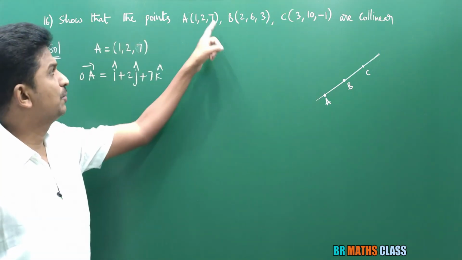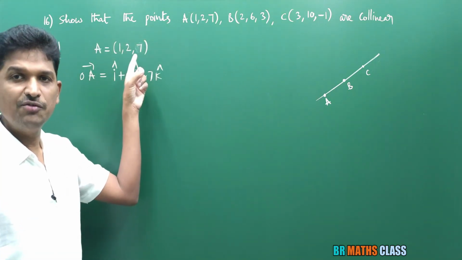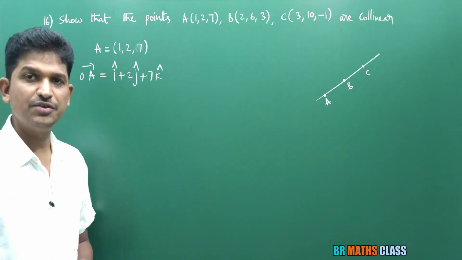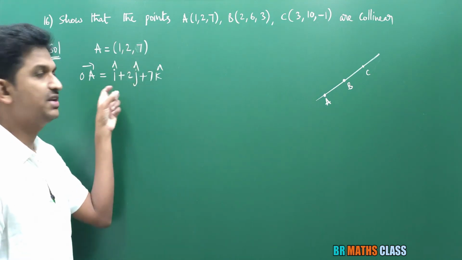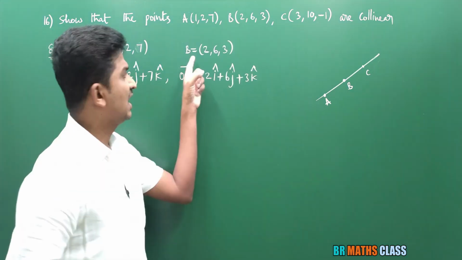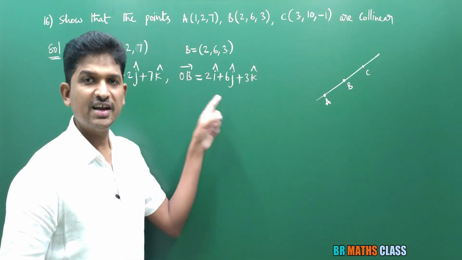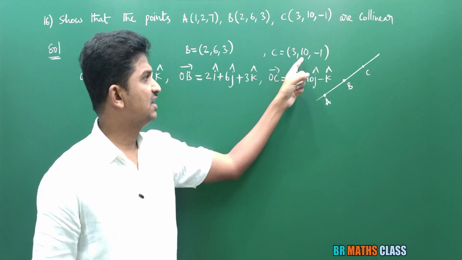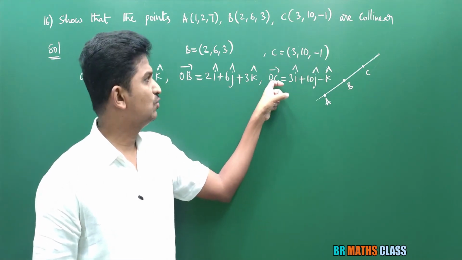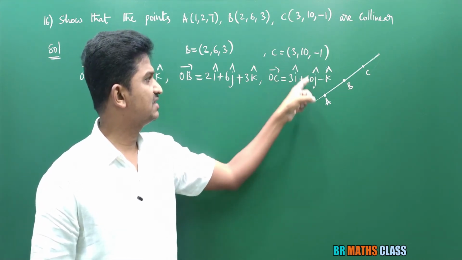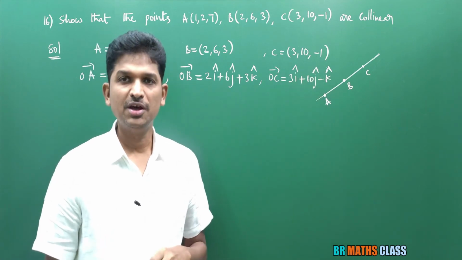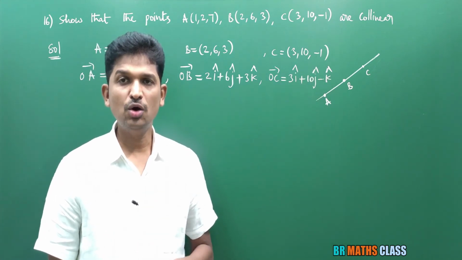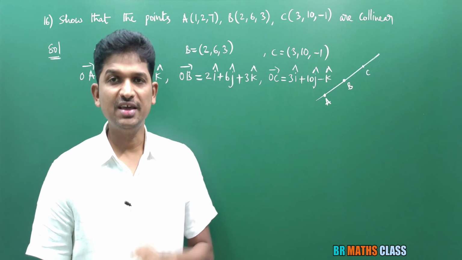As they given the point A, we know that every point can be expressed in terms of its position vector. As they given point A, I can write OA bar. As they given point B, I can write OB bar like this. As they given point C as 3, 10, minus 1, I can write OC bar as 3i cap plus 10j cap minus k cap. We already know these things. Now I will calculate AB bar, AC bar.